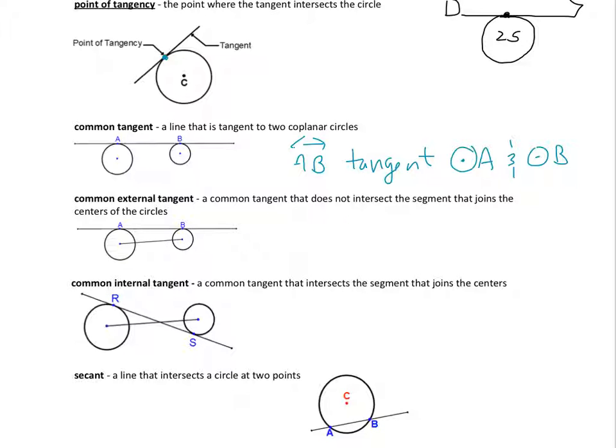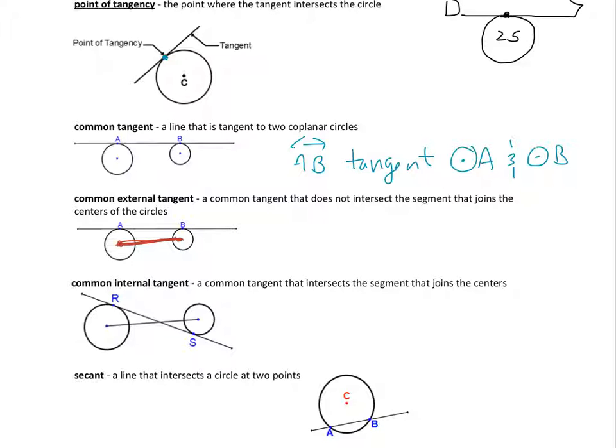Now there are a couple different types of tangents. One is what we call a common external tangent. So if we take these two centers, in this case A and B, and we make a connection between those, as long as the common tangent does not touch them, we call this a common external tangent. So it doesn't intersect this segment that connects the two centers.